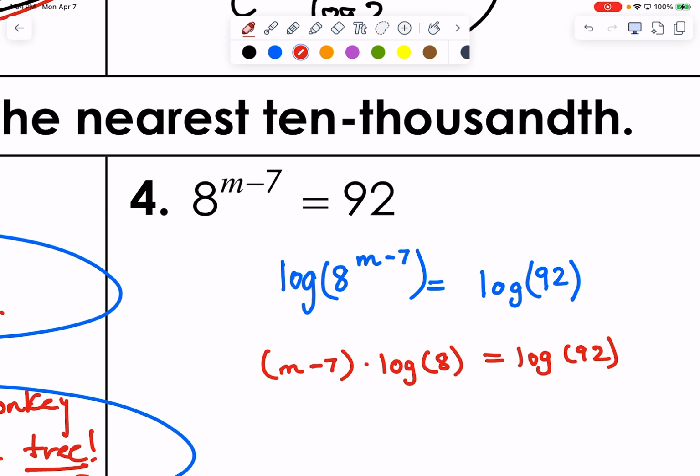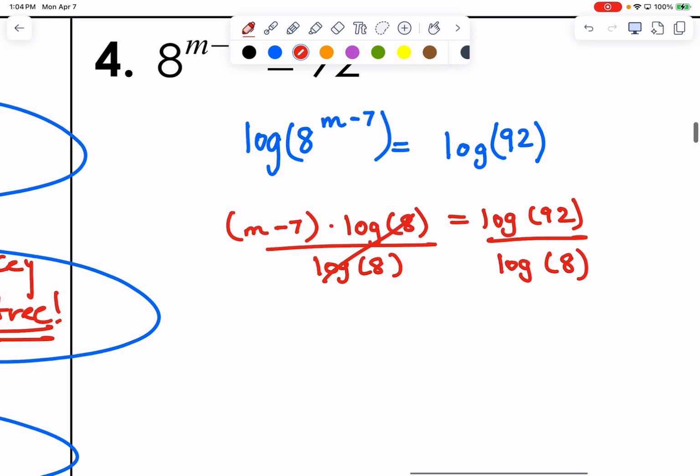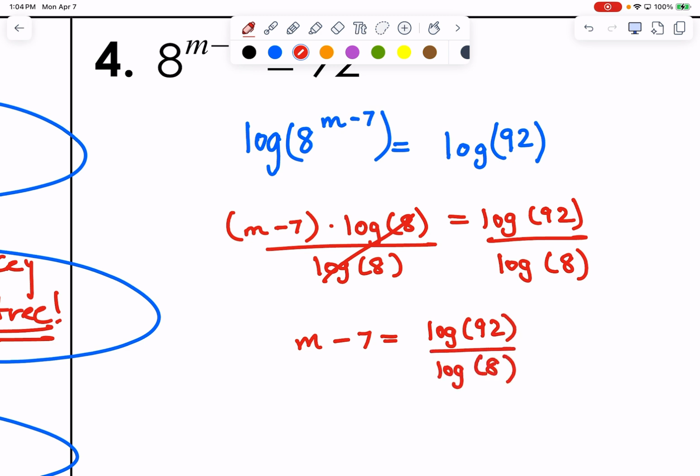Divide, solve, get m by itself. So I know how to divide by that log 8. So I'm going to go ahead and divide by that log 8. It's going to get a little more complicated, people. Log 8. And then now here's the deal. Have you actually solved for m? No. You have not solved for m yet. So what do you have to do, Jocelyn, to solve for m completely? Not subtract 7. You need to add 7 to both sides.